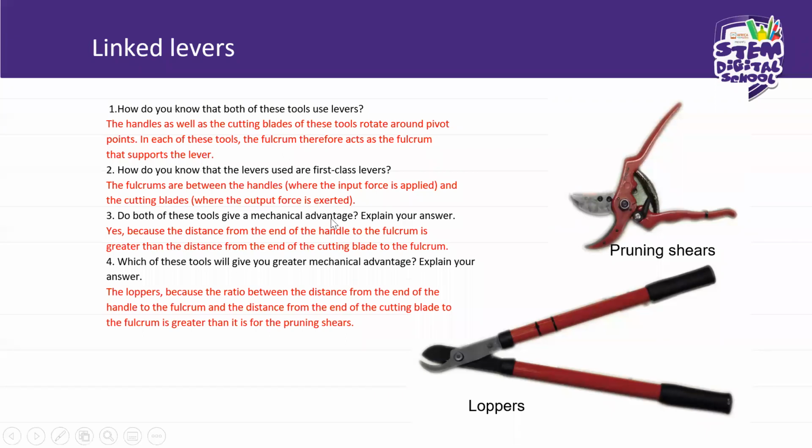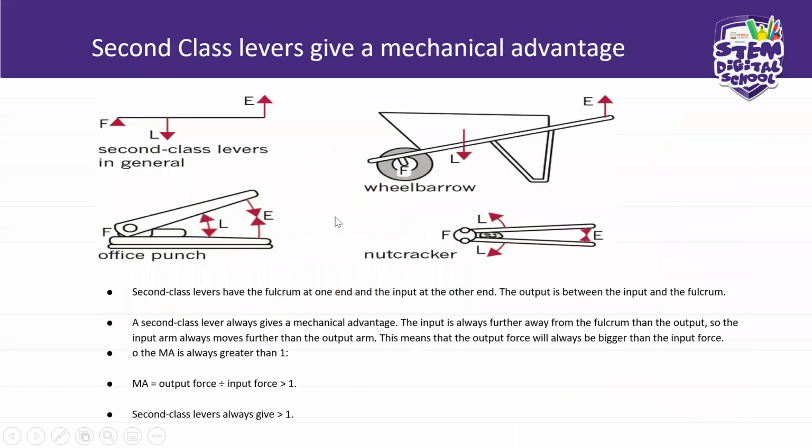So we can move from levers now. We are leaving the levers. Second class levers give a mechanical advantage. Let us look at second class levers. When you look at these levers, you have your load in between. Remember the FLE? You have your fulcrum, your load, and your effort. There's the wheelbarrow.